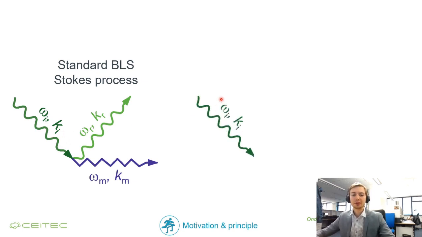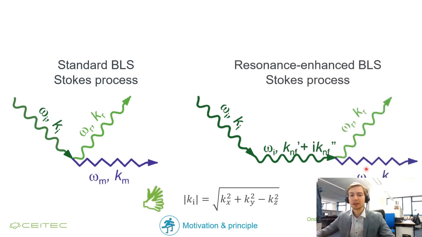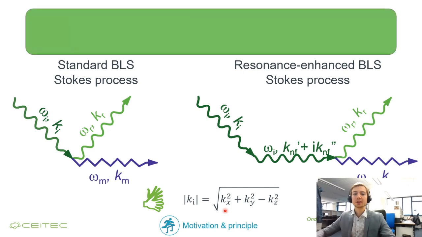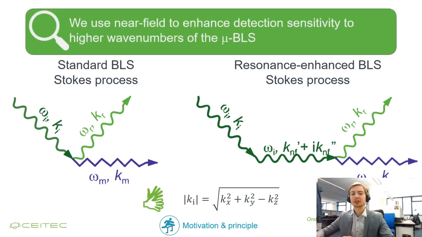So in our approach, we took the very same incident light, but before interacting with magnons, we converted it to so-called near field or evanescent wave. And then it can interact with magnons with higher momentum or shorter wavelength. If I try to put it into the equation, we can see that the left side has to equal the right side, and we could have higher real in-plane momentum by introducing this complex, imaginary part, which is subtracted under this square root, allowing us to detect spin waves with shorter wavelengths. So to summarize, we use near field or subdiffractional confinement of the light to enhance the detection sensitivity to higher wave numbers or shorter wavelengths of the micro-BLS setup.